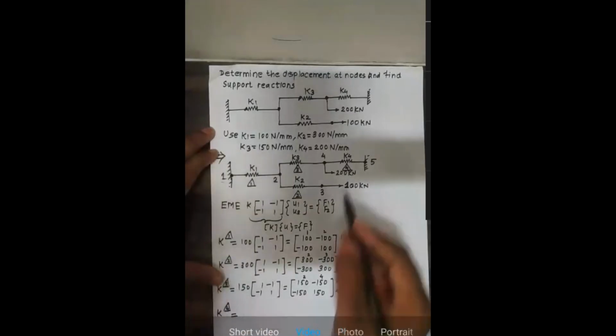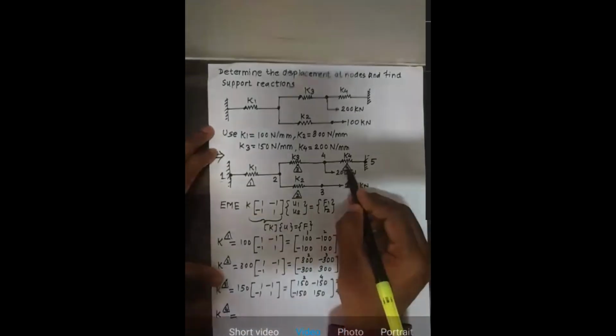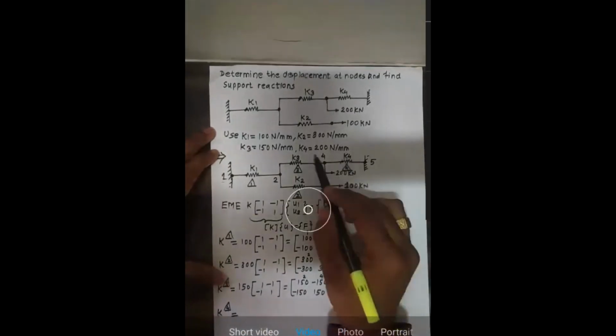Now, for the stiffness matrix of element number 4, whose stiffness is K4, what is the value of K4? It's 200. So it is 200 into [1 -1; -1 1], and you'll get 200, minus 200, minus 200, and plus 200.